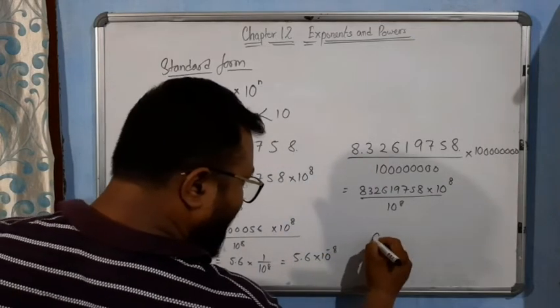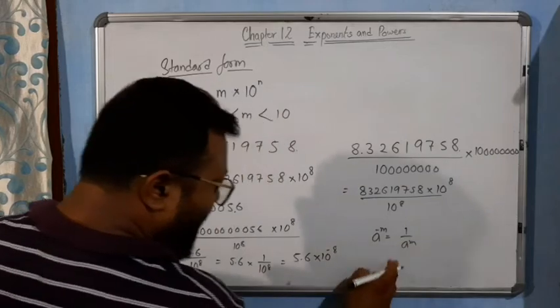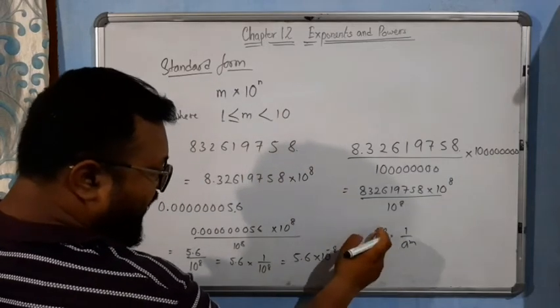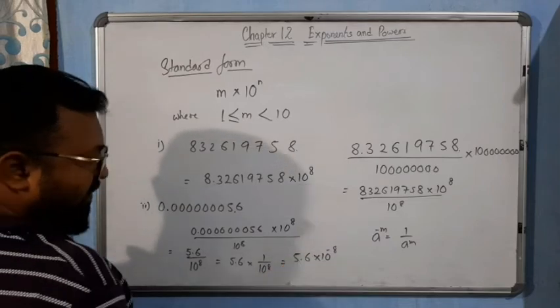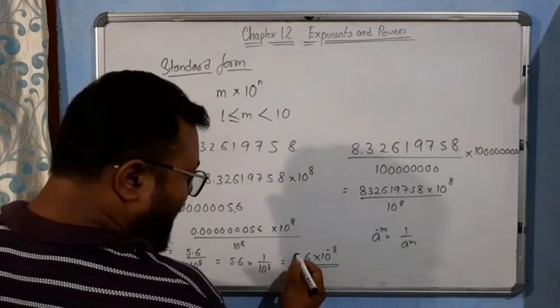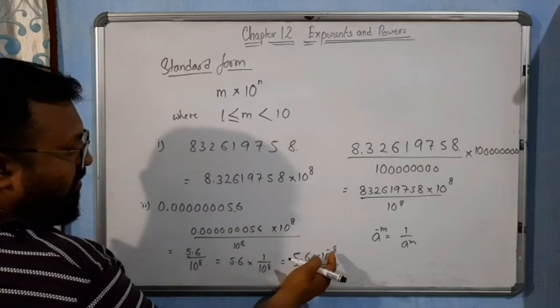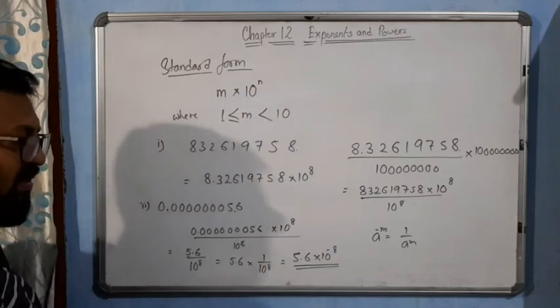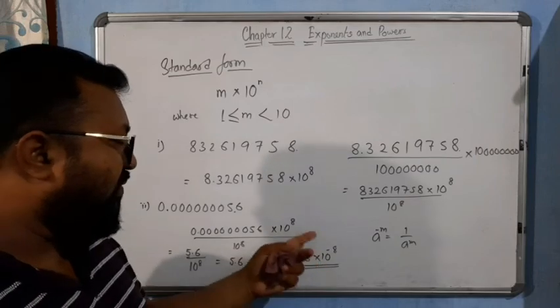As I told you earlier, a to the power minus m equals 1 by a to the power m, or 1 by a to the power m equals a to the power minus m. It is the same thing. So this is the standard form, where m is between 1 and 10, 5.6 is between 1 and 10, and into 10 to the power n. N is an integer, as I told you earlier, so n can be positive or negative.